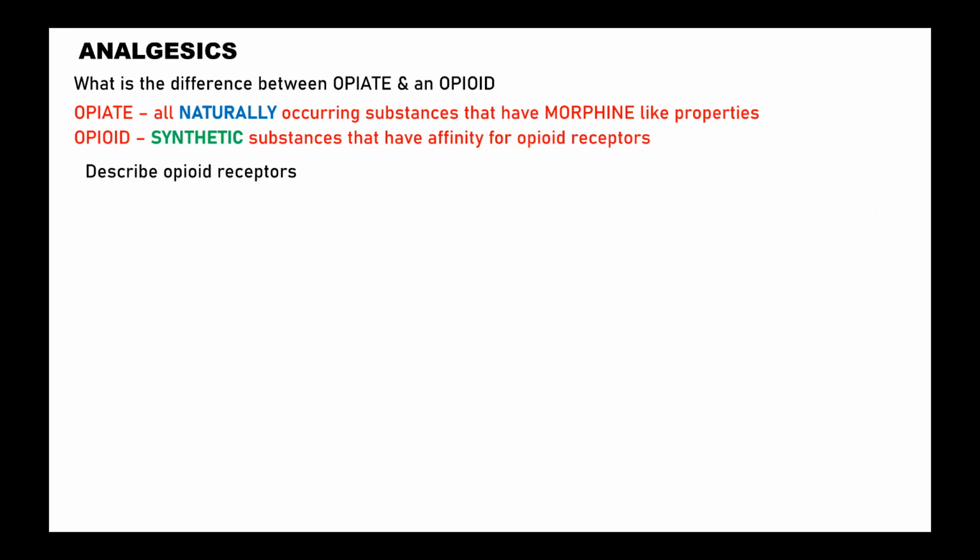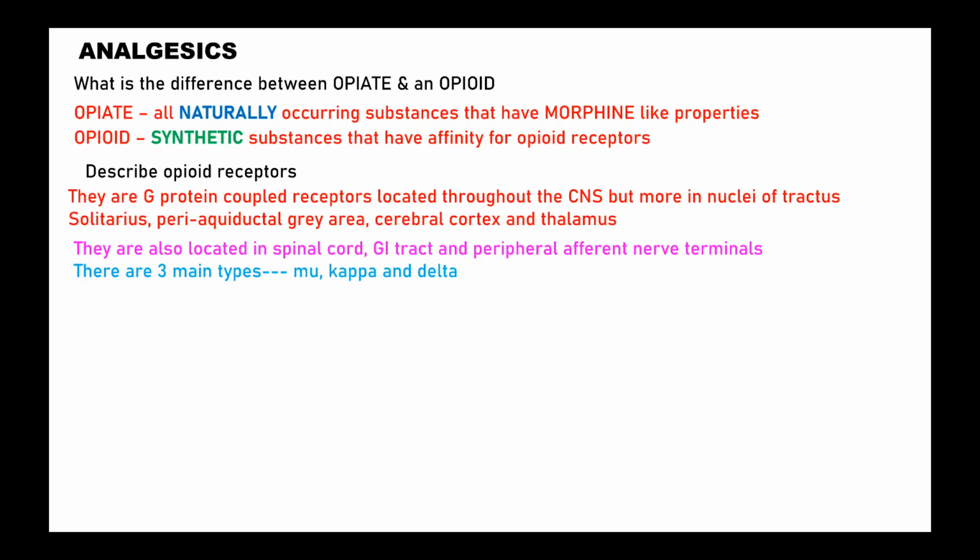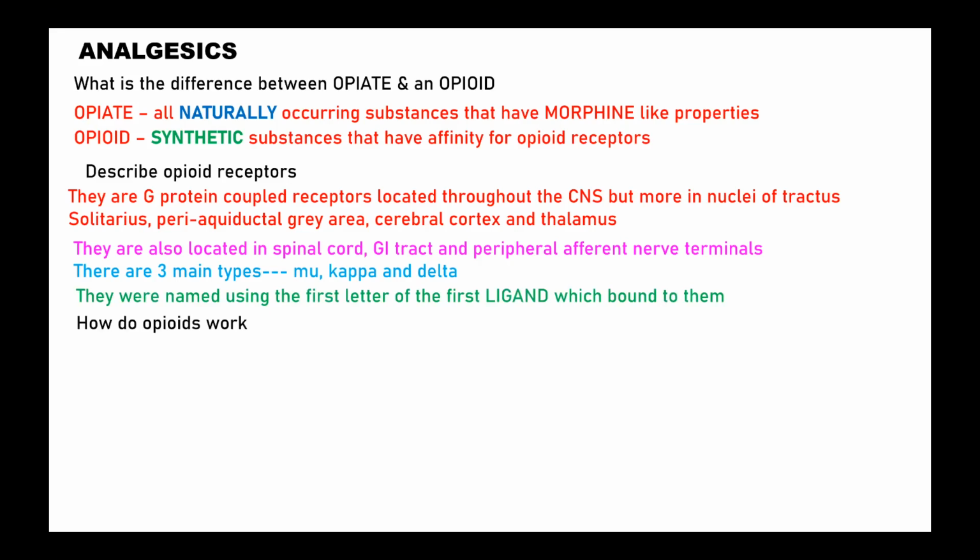Describe the opioid receptors. What type of receptors are there? There are G protein coupled receptors located throughout the CNS, more in nucleus tractus solitarius, periaqueductal gray area, cerebral cortex, and thalamus. They are also located in the spinal cord, biliary tract, and peripheral afferent nerve terminals. There are three main types: mu, kappa, and delta. They are named after the first ligand that they bound. How do opioids work?